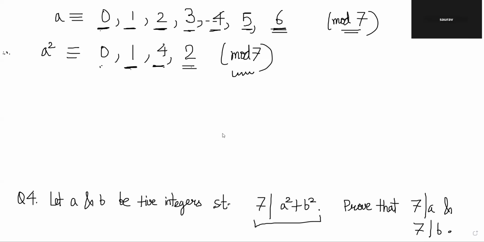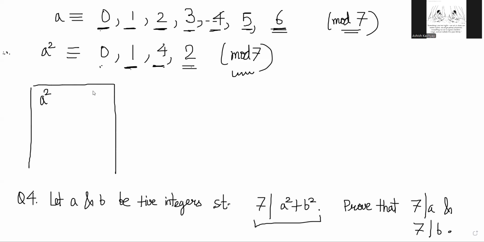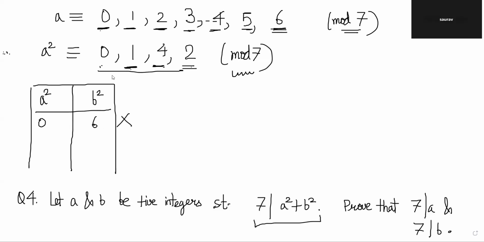Sir, if A square is 0 mod 7, then B square would have to be 6 mod 7. Right, so you can make a table, right? Correct. And sir, if A square is 0, B square will have to be 6 mod 7, but that is not possible, right? 6 is not possible, no? Sir, it is 7. 7 mod 7, which is 0 mod 7 basically, right? Yes. So what you are getting is, if A square is 0 mod 7, B square has to be 0 mod 7, right? If A square is 1 mod 7, B square has to be 6, which is not possible, right? 1 and 6 doesn't work.